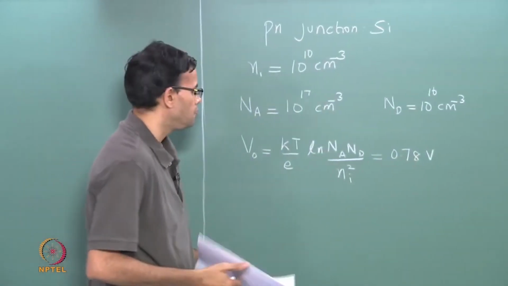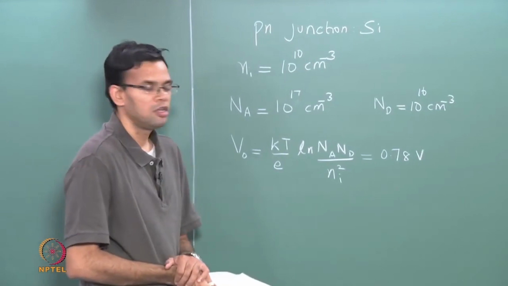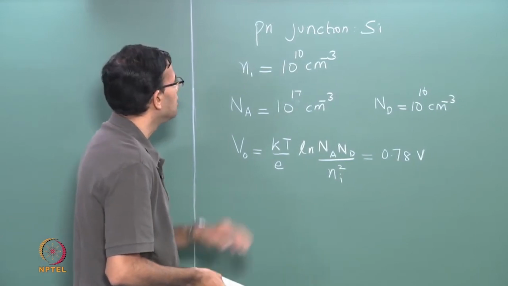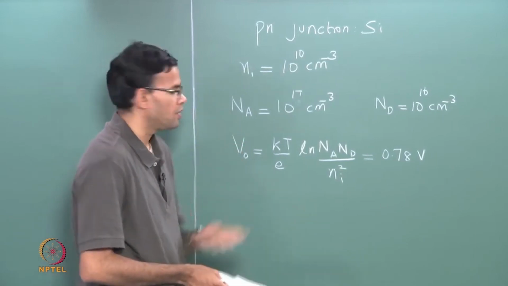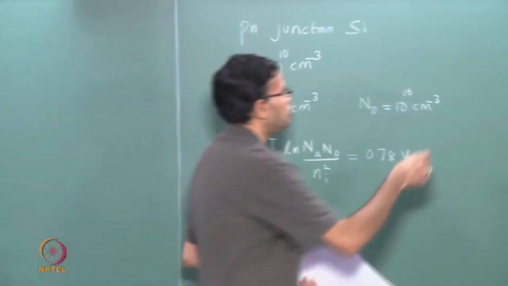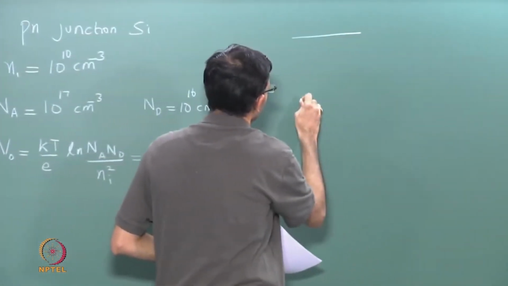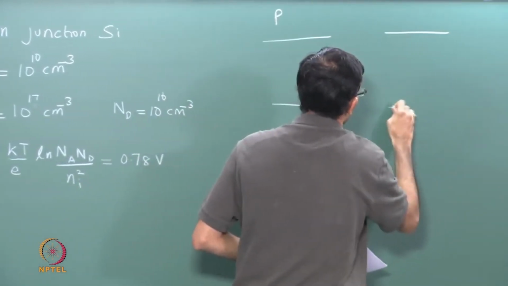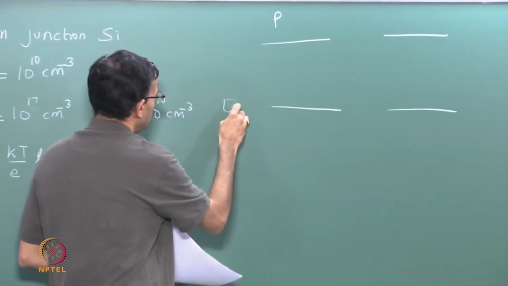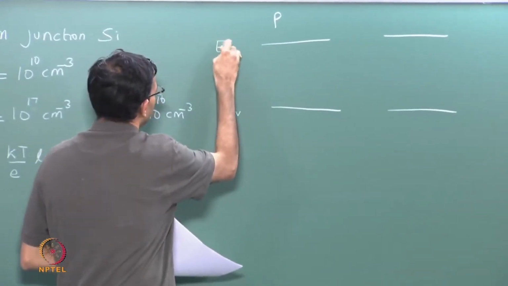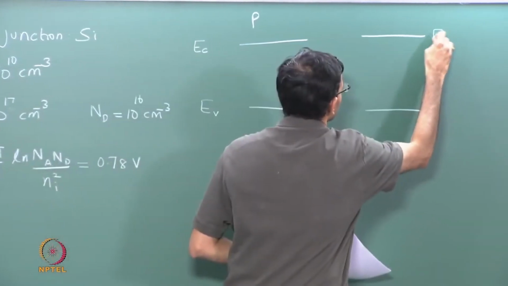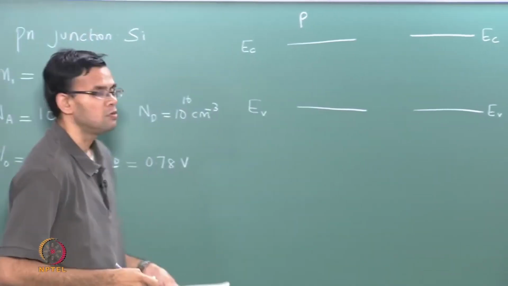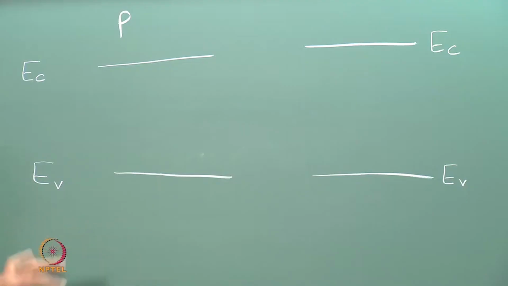So what I want to do is to link the contact potential to the location of the Fermi levels in the p and the n side. So let us consider the p side separately and the n side separately. So let me draw them here. So this is my p type, it's my n type. They are both silicon, so the band gap is the same. So what I want to do is to put the Fermi level on the p and the n side.